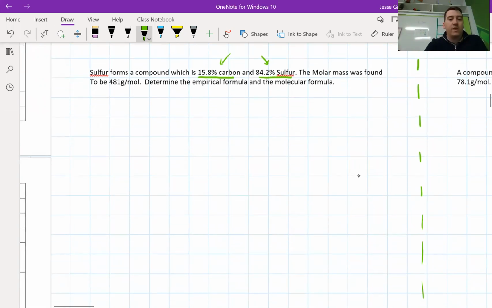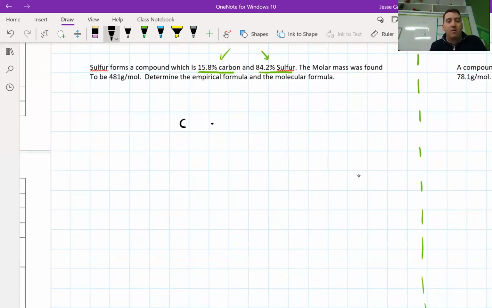So the first thing we're going to do is write down what elements are in our compound. Our elements are carbon and sulfur, and we want to know what's the ratio of carbon to sulfur in this compound. That will tell us the empirical formula. So carbon to sulfur, these are our two elements. The next thing that we do is we write down what percentage of each one we have, and that information is in the question. We know that the carbon is 15.8%, and then the remainder, 84.2%, is sulfur. So that's our ratio, 15.8% to 84.2.